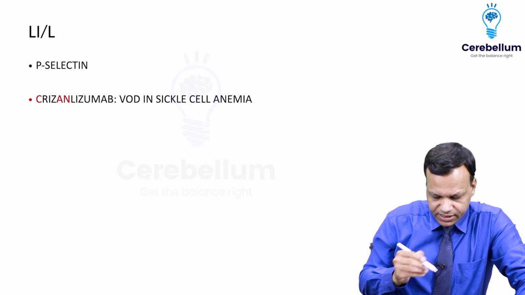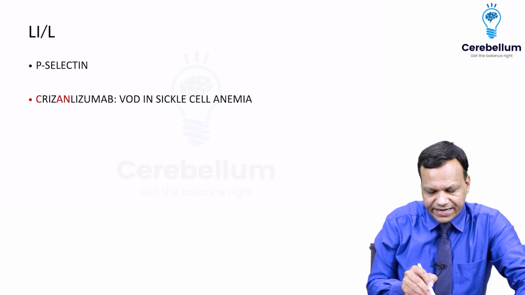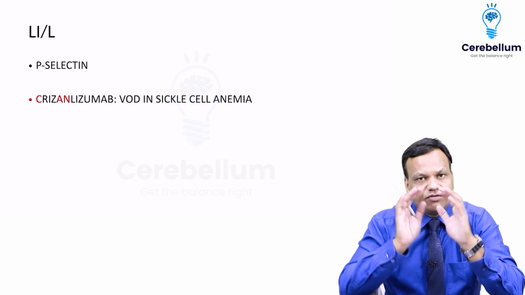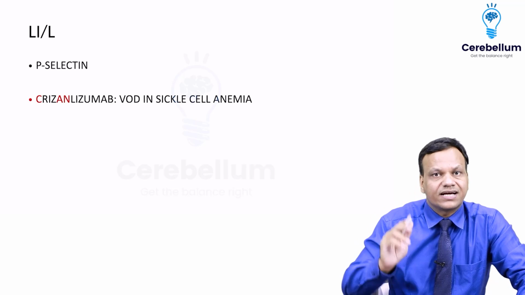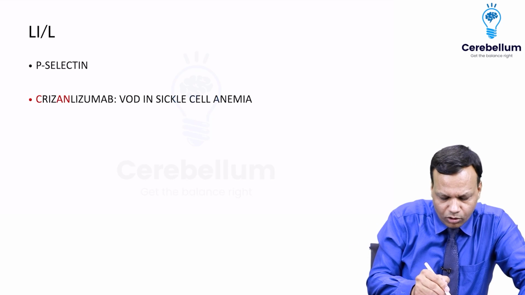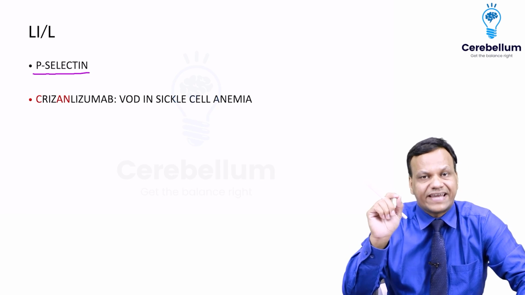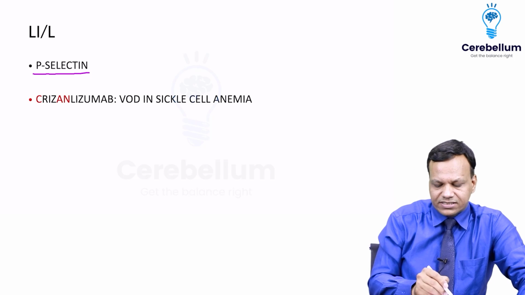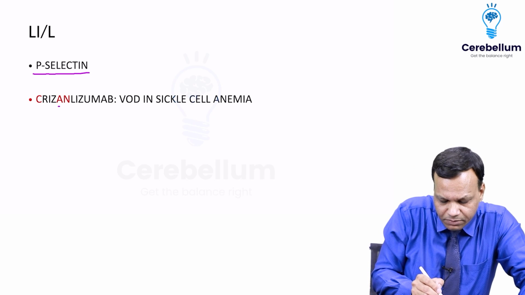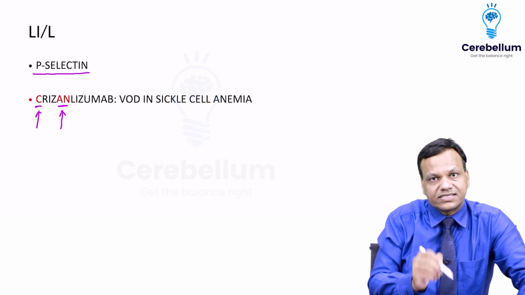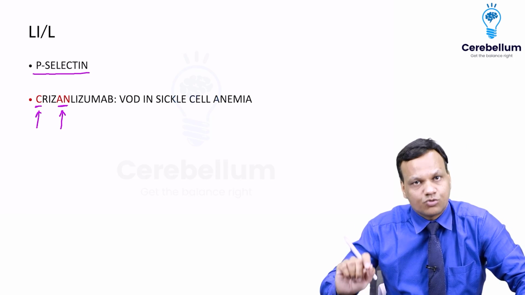Okay. The next one is crizanlizumab. Crizanlizumab is used for veno-occlusive disease in sickle cell anemia. It is a monoclonal antibody against P-selectin. Okay? So you can see it saying it is used for anemia. A means anemia, C means cell. Sickle cell anemia, crizanlizumab. Okay?